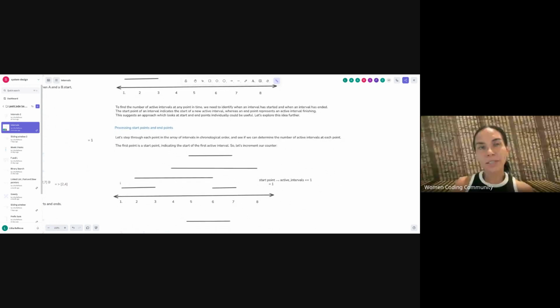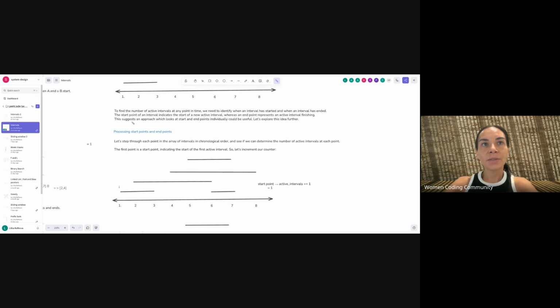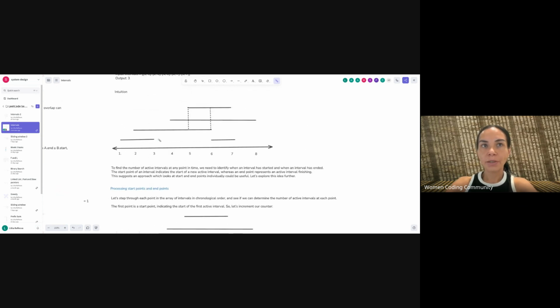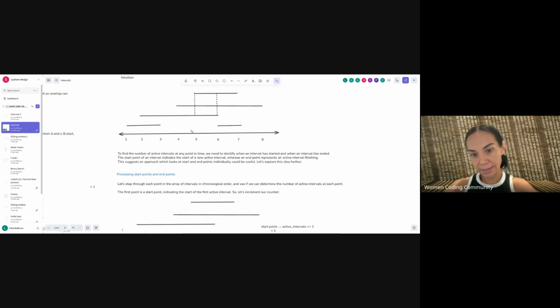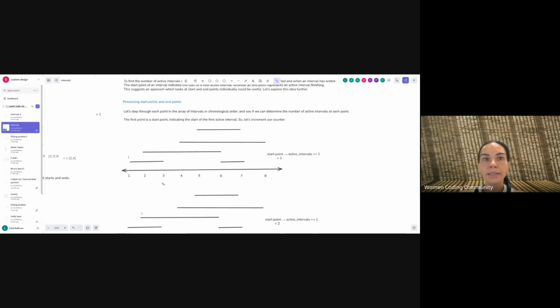So to find the number of active intervals at any point in time, we need to identify when an interval has started and when an interval has ended. The start point of an interval indicates the start of a new active interval, whereas the end point represents that an active interval is finished. This suggests an approach where we will track the start and end of each interval in order to find out how many intervals are currently active at the same time. So I will explain. Let's take this example.